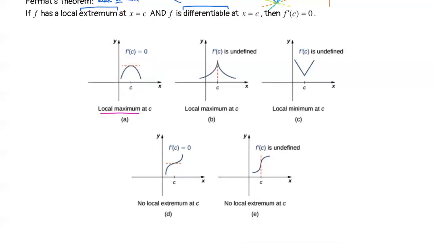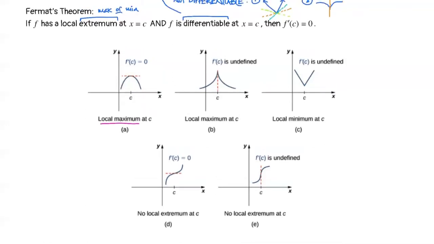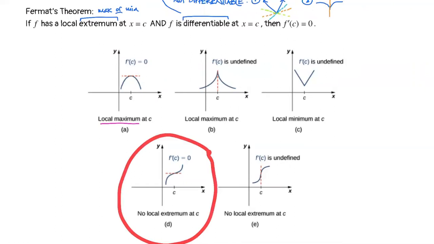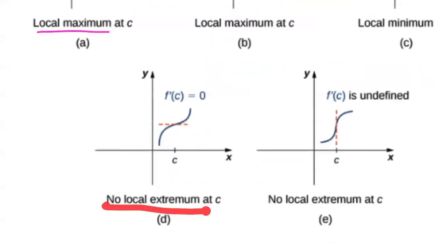The other case that is fitting of Fermat's theorem is case D. All right. Do I have a local extremum? Yes or no? I do not have a local extremum. So in this case, this is a critical point, but there's no extremum, meaning it's not a max or a min. It happens to have a slope of 0, but that's not always guaranteed. Okay, that's not always guaranteed.